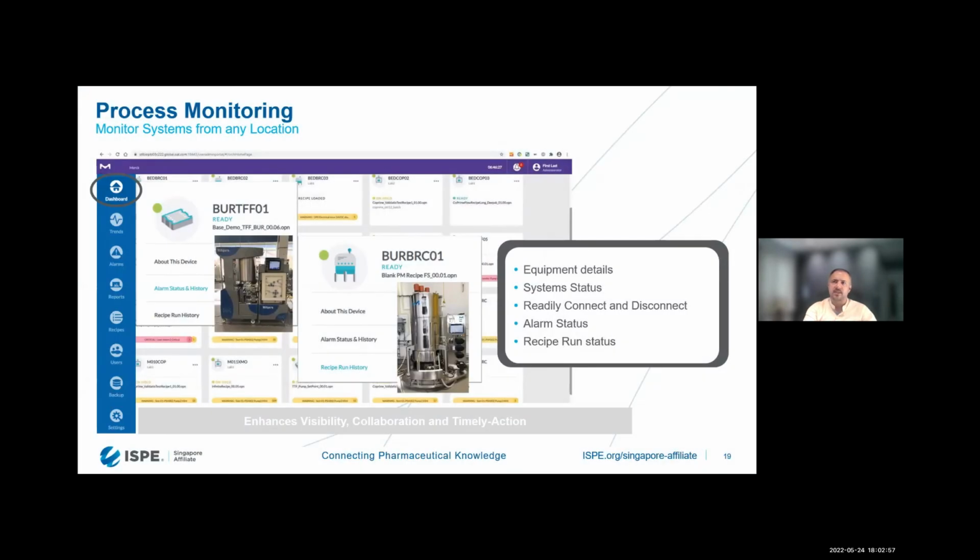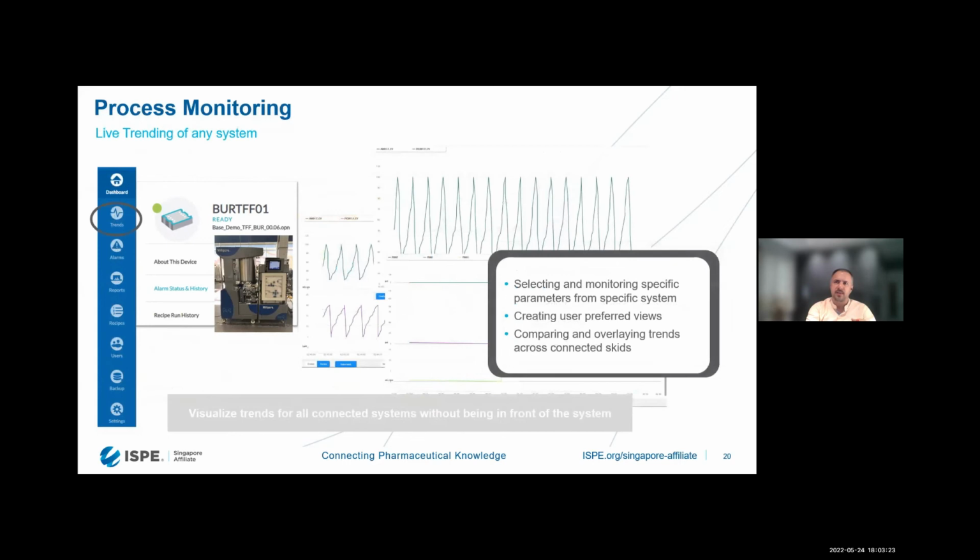This is how one can also think of process monitoring, where there can be multiple systems or skids or unit ops at different parts of the globe, and at a central location you can bring every connected system into a single dashboard, so that you can monitor and visualize those bioprocess runs. If there is an alarm, or some trends, or an elution peak that is coming up, one should be able to monitor all of that from a remote location.